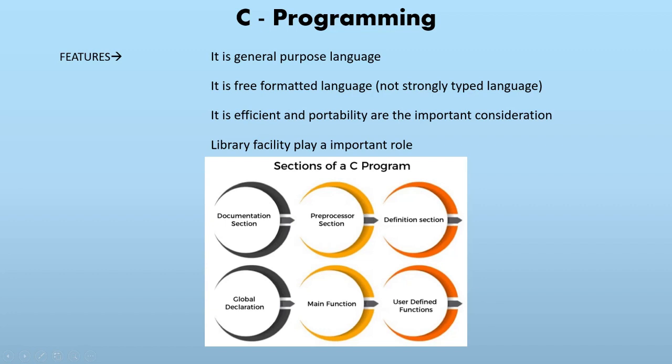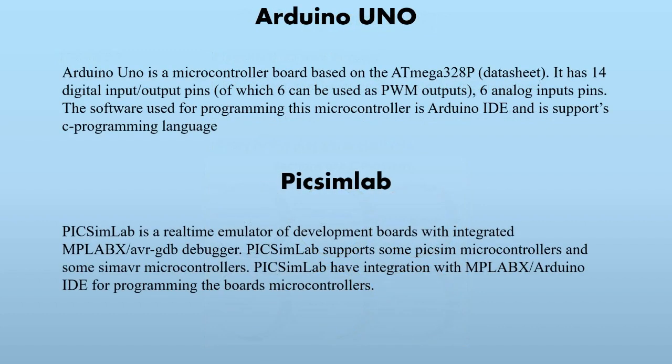Here are some sections of C programming. We have the documentation section, pre-processing section, definition section, global declaration, main function, and user defined function. All these sections combine to form a programming code which can then be executed and implemented. Let's talk about Arduino Uno.